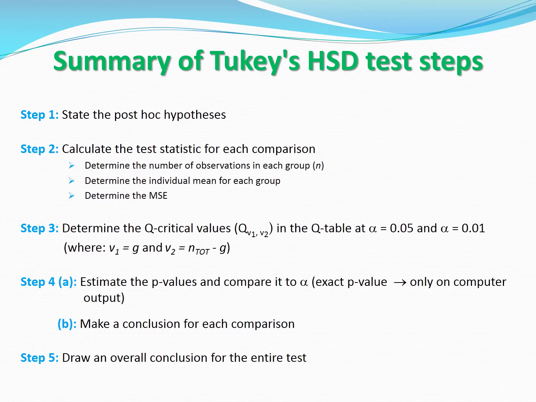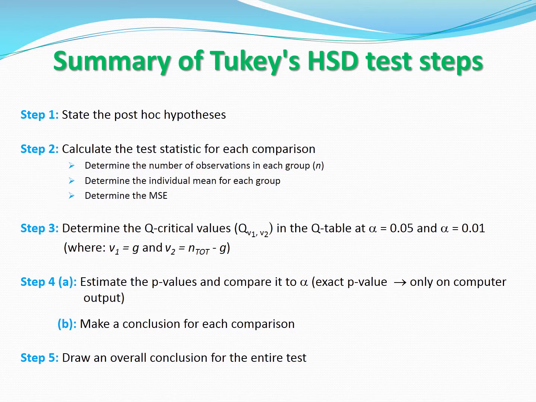And then we can use those Q-critical values to estimate the p-values and compare it against our significance level. If our p-value is less than or equal to our significance level, we will reject the null hypothesis. But if our p-value is more than our significance level, then we do not reject the null hypothesis. Please take note that we only have a 5% and a 1% Q table, so we can only estimate the p-values with those tables. So we can say that the p-value is going to be less than 0.01, more than 0.05, or between 0.01 and 0.05.